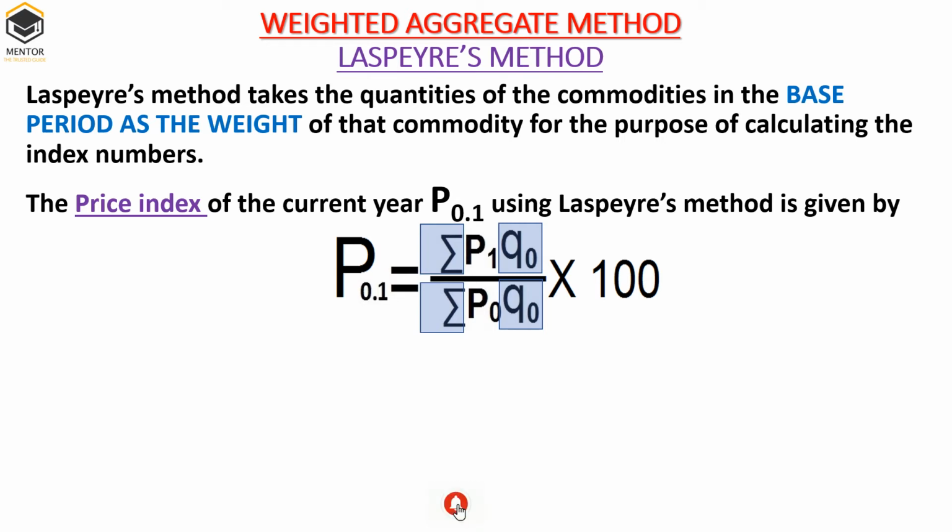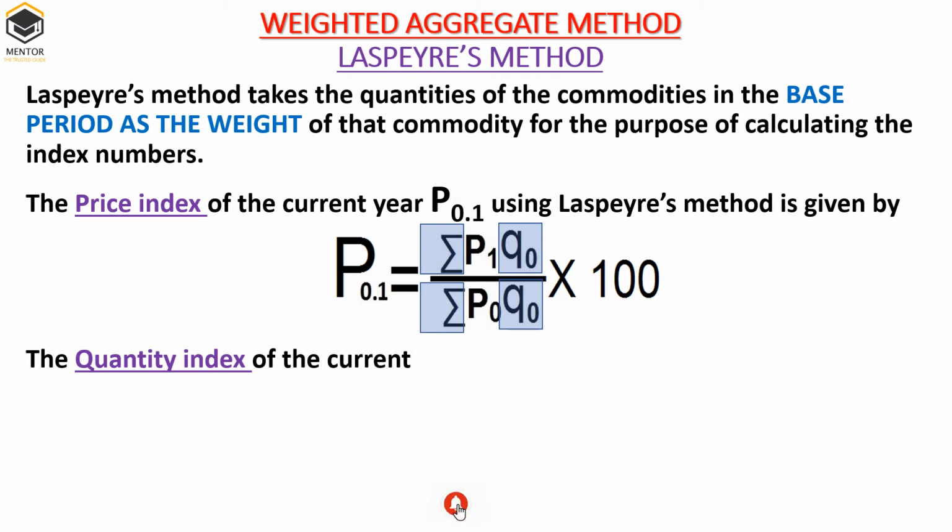So what is the Laspeyres method? P01 is equal to summation P1 Q0 divided by summation P0 Q0 into 100. Whereas Q0 you can see in the numerator as well as in the denominator. It means that the weight is added, the base period weight, to the current period price as well as to the base year price. This is called our price index of the Laspeyres method, having weight given to the quantities of the base year.